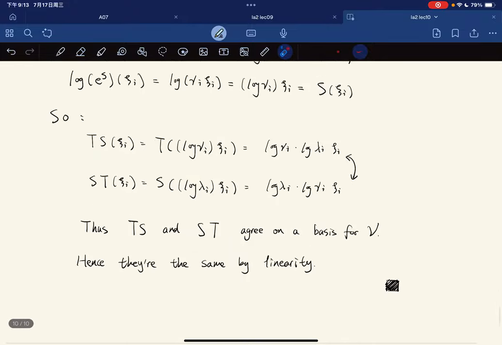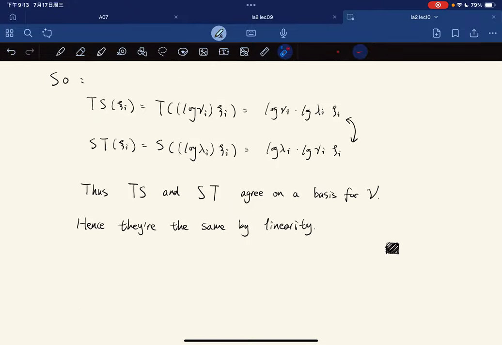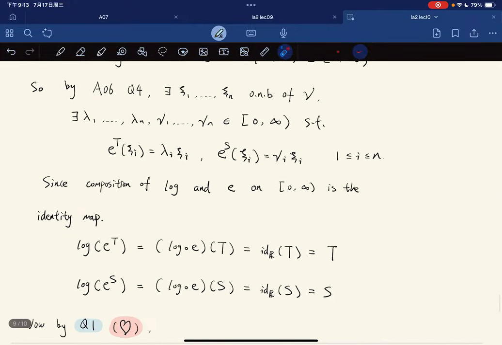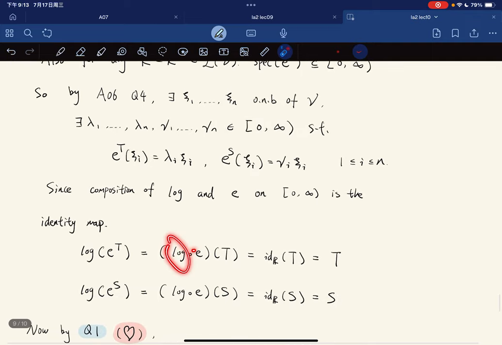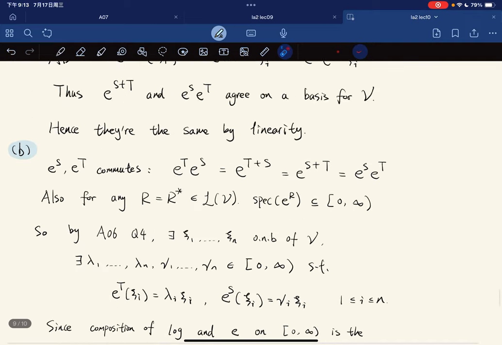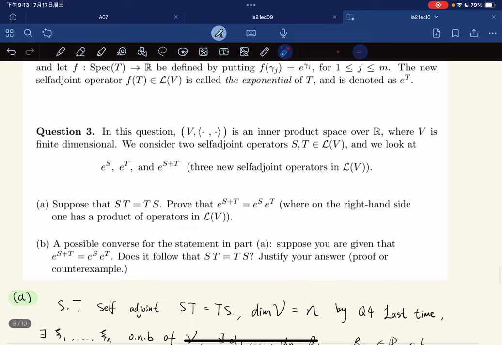Yes. And we're done. Okay, so the thing here to point out is that because their eigenvalues are non-negative, it makes sense to take the log function, right? That's what I really want to talk about.